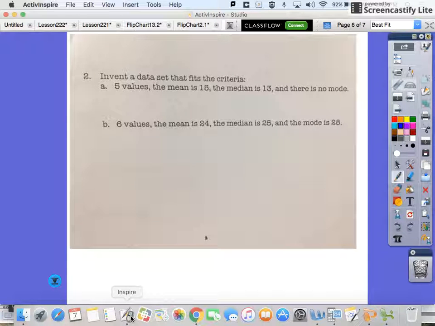Whew, okay, last one. We'll go quick. So this one says invent a data set that fits the criteria. There's a couple things we got to look at. First, it says there's 5 values. This is the thing I will deal with first.